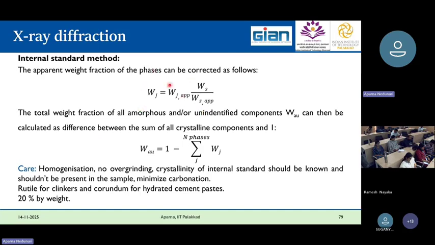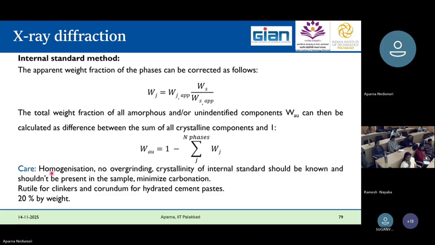Once we get all the phases, from 1 minus all the phases, the weight fraction of all the phases would give us the amount of amorphous content that is present in the system. But there are a few cares that we have. Anyone would like to talk?